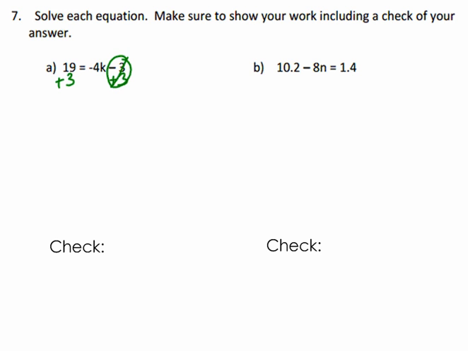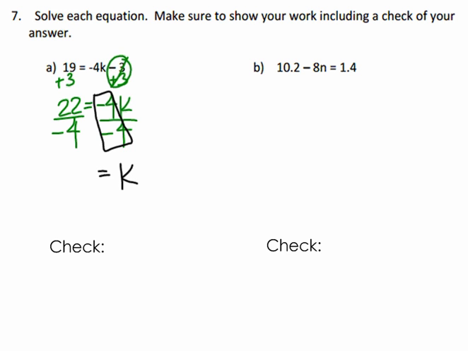That gives a zero pair. 19 plus 3 is 22. So I'm going to bring down everything else. 22 equals negative 4k. And now I'm going to divide by negative 4 on each side. So make sure you're dividing by the entire coefficient, not just 4. These two numbers should match when you divide. That's what's going to make it a positive 1k.